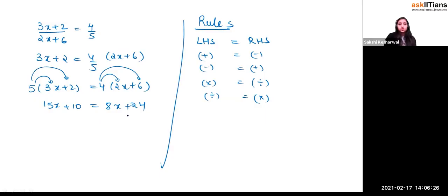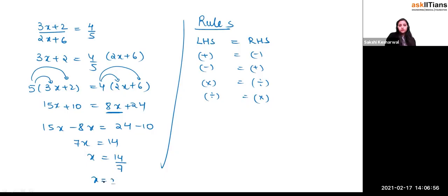Now you have to find x. This 8x is in the plus, so if we are transposing it to the left hand side, it will become negative. So 15x minus 8x is equal to 24. Now you are just keeping that over here and transposing this 10 over here. This is positive, so it will become negative. So it is 7x is equal to 14. 7 into x means 7 is in the multiplication, so it will come in the division. So x is equal to 14 by 7, which is x is equal to 2. This is how we solve, right?